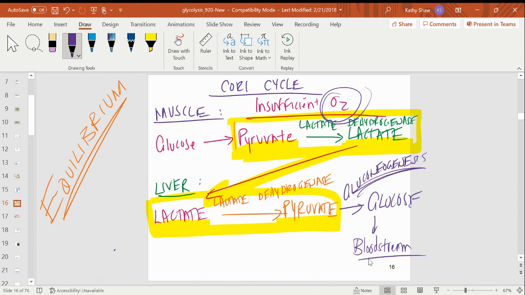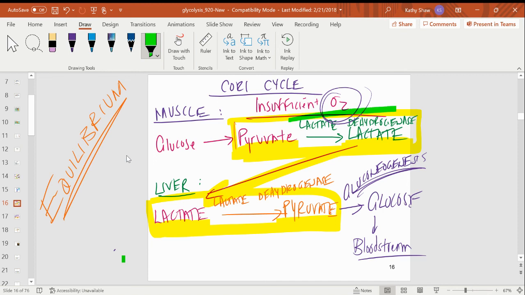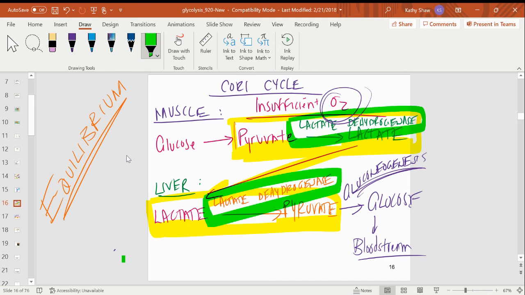So what are the common things to get asked about the Cori cycle? Well, really common one is the enzyme, lactate dehydrogenase. Of course, keep in mind what a beautiful distractor is for lactate dehydrogenase. How about pyruvate dehydrogenase? Pretty mean one, right? But very possible one, so be careful there.